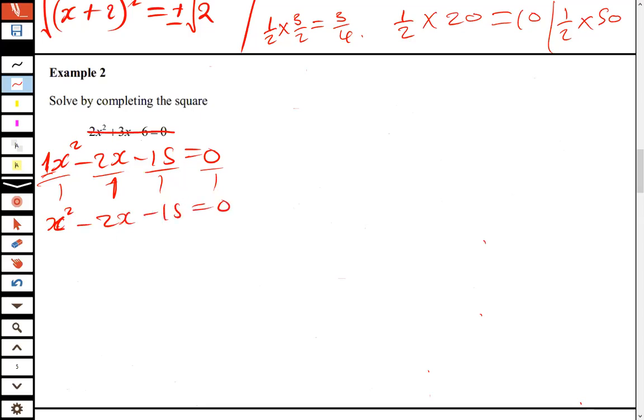So the next step is for us to take 15 to the other side of the equal sign. This -15 will cross the equal sign. So meaning we're going to have x squared minus 2x, and this will be positive 15.